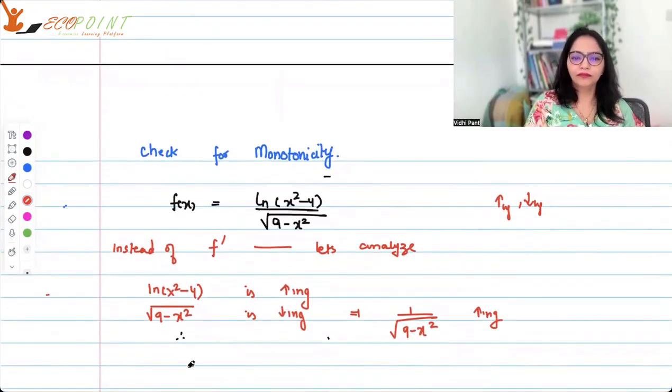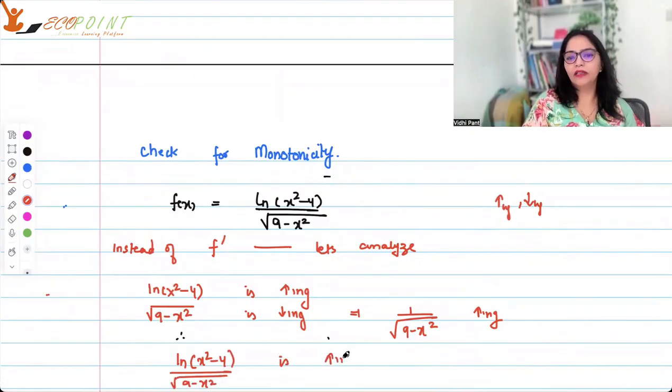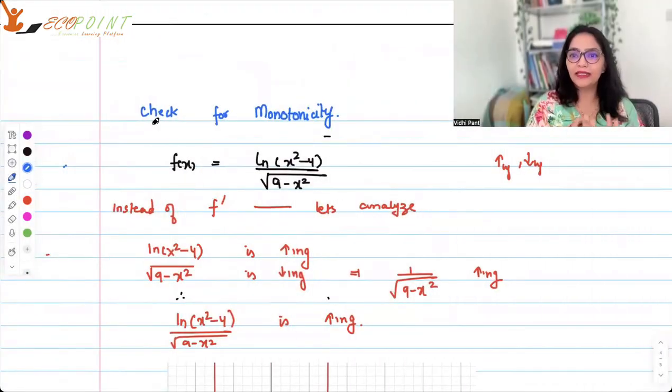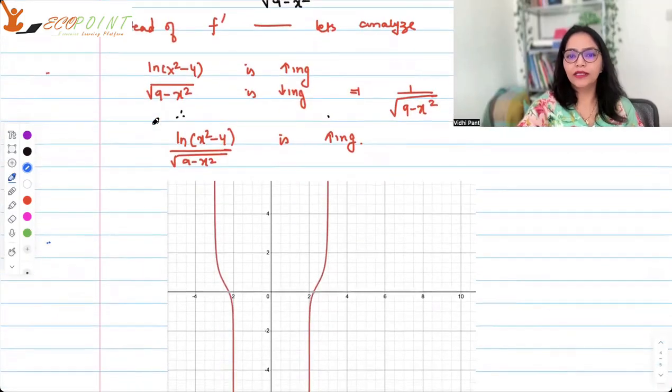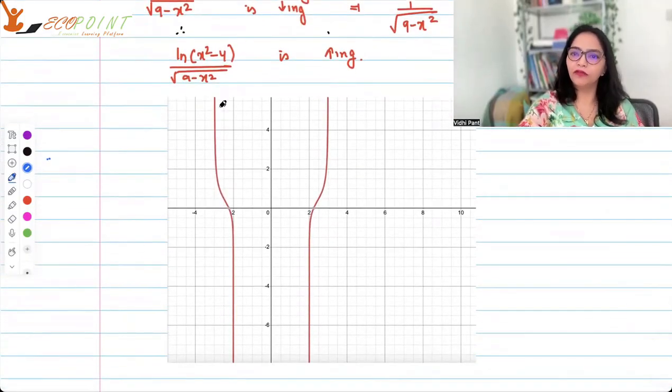And that means log of x square minus 4 upon square root of 9 minus x square will be increasing. So in the respective domains, that is minus 3 to minus 2 and 2 to 3, this is, of course, a function which is not continuous, okay? But in the respective domains, it is increasing. So it is increasing from minus infinity to infinity. Here as well, graphically you can see, it is increasing from minus infinity to infinity between 2 to 3 as well.